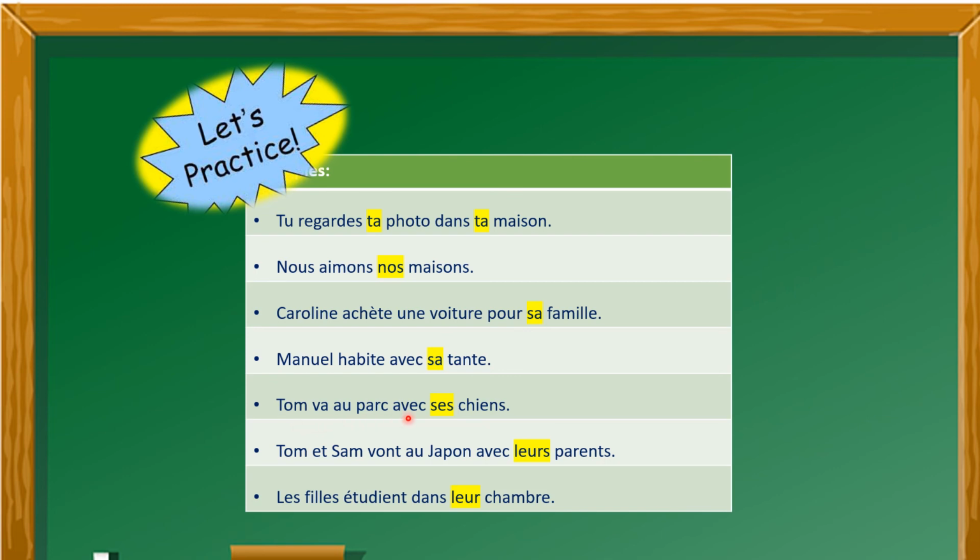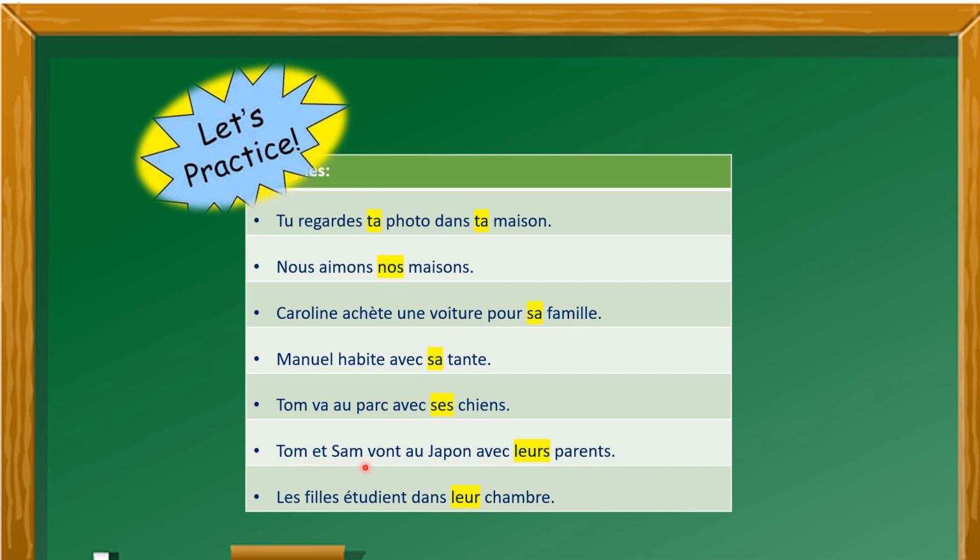Tom va au parc avec ses chiens. Tom is going to the park with his dogs, plural dogs. That's why we have written here ses. If only one chien is written here, I would have written son. If a feminine chien is written here, then I would have written sa here.